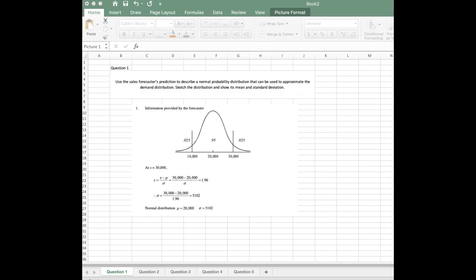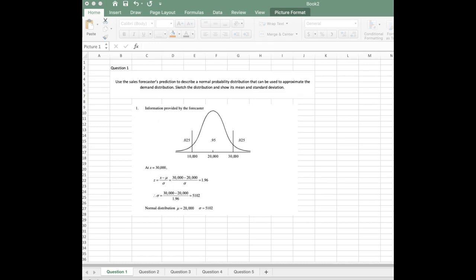So we're going to use the sales forecaster prediction to describe the normal probability distribution that can be used to approximate the demand distribution. Let's sketch the distribution and show its mean and standard deviation. Alright, so I went ahead and sketched it in here showing that 20,000 is its mean and its standard deviation is 5,102. Another way that we can do that is just by looking at our mean, or our z-score is 1.96 in there as well.